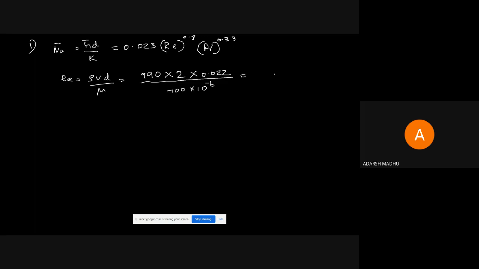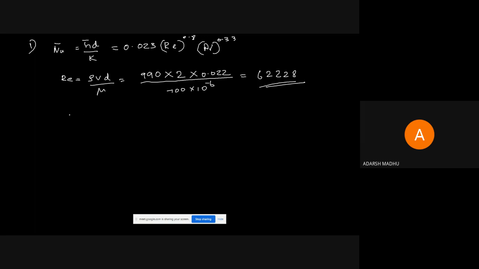So with the given data we frame the equation Re equals rho VD by mu, that is 990 into 2 into 0.022 divided by 700 into 10 to minus 6, that is 62228.